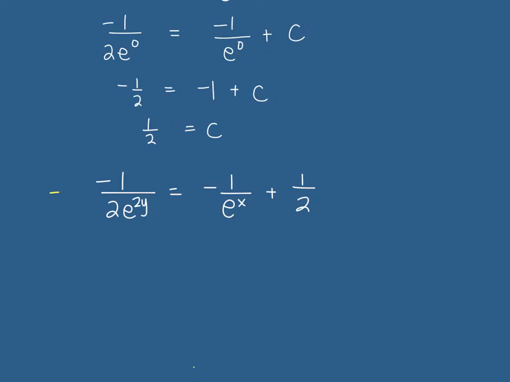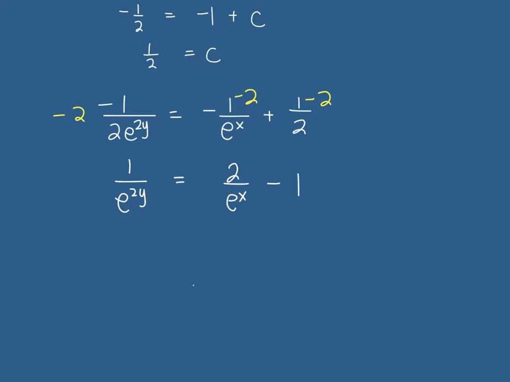This part is just basic algebra, times negative 2, times negative 2. That gives me positive 1 over e to the 2y. It gives me positive 2 over e to the x. And then it gives me minus 1. Then I would recommend writing this as e to the negative 2y. You don't have to do that on the other side because we're not trying to get x alone, but we are trying to get y alone.